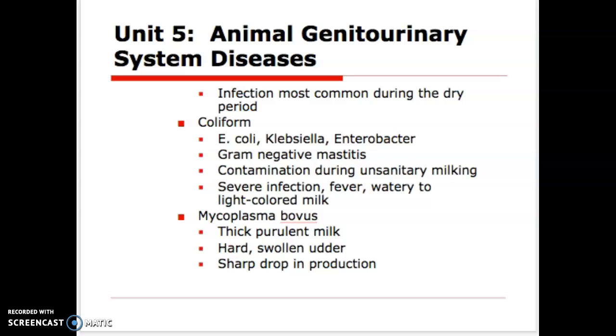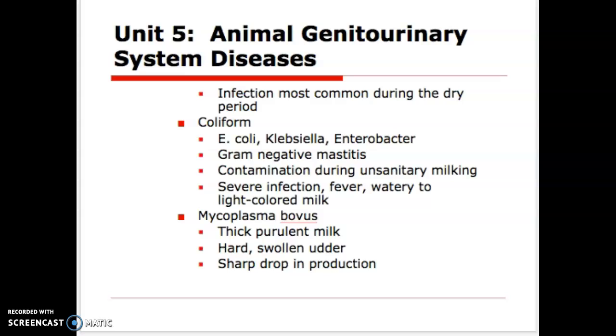Next is coliforms, and these were probably the most common one here. E. coli, Klebsiella, things of that nature, your gram-negative type of mastitis. So again, unsanitary milking conditions. These are pretty severe infections. These are ones you'll get the really hot, hard quarters. The cow will probably be systemically feverish. She goes right off milk really quickly, probably stops eating as well.